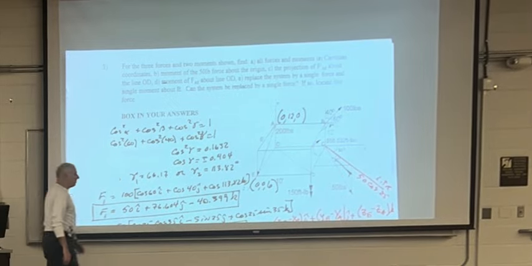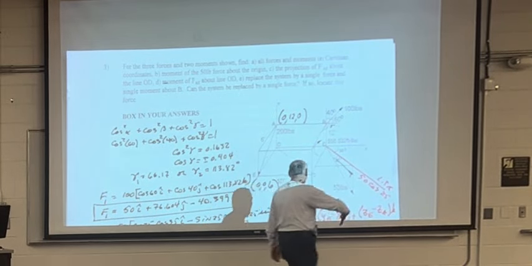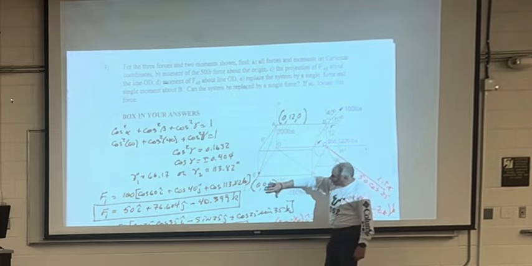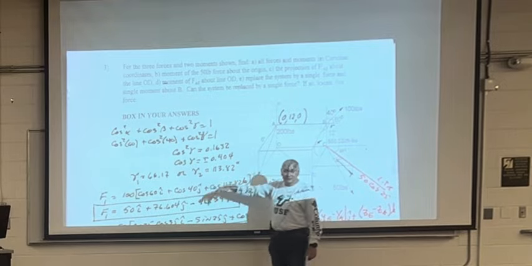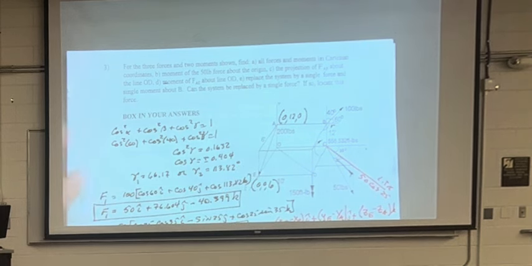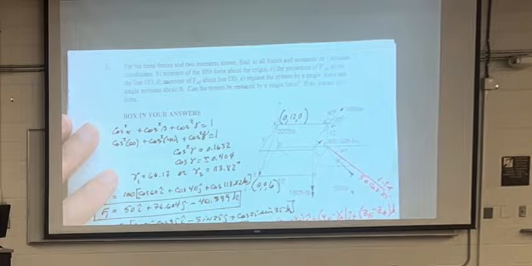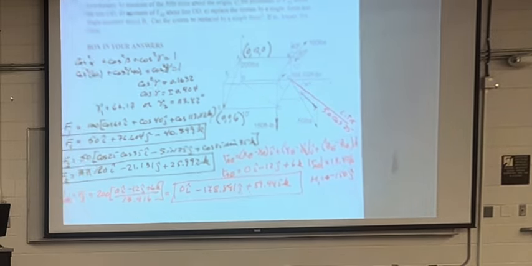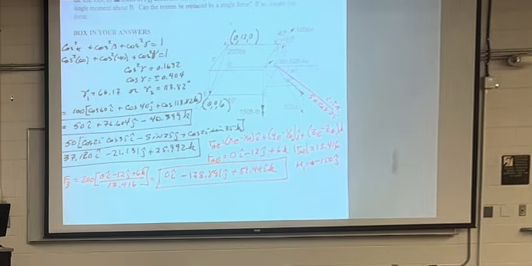All I got to do is point my finger in the direction of the double arrow. That's going to be parallel to the y-axis. So that's a J. That's nothing. So this one, M1, is 100 and is going to be minus 150J. That was minus 150J.